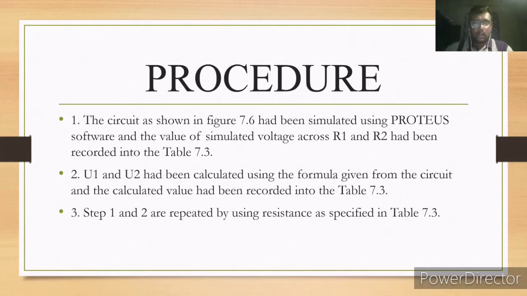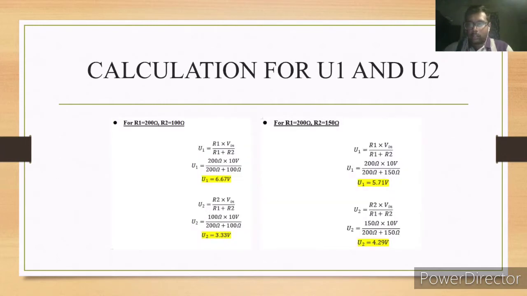The circuit as shown in figure 7.6 has been simulated using Proteus software, and the value of simulated voltage across resistor 1 and resistor 2 has been recorded into table 7.3. U1 and U2 had been calculated using the formula given from the circuit, and the calculated value had been recorded into table 7.3. Step 1 and step 2 are repeated by using resistance as specified in table 7.3. So let's look into the calculation first for U1 and U2.